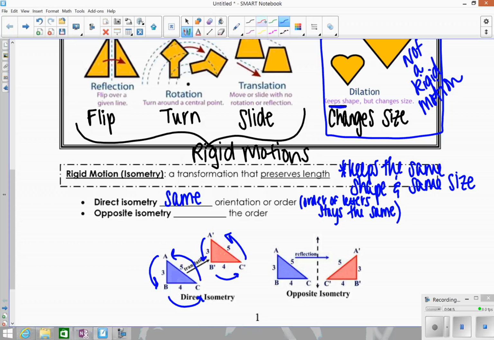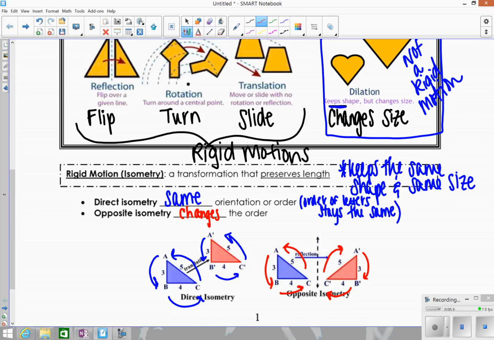Now, an opposite isometry means that it's going to change the order of the letters. So this is only going to occur when you have a reflection. So if you look, here's my example. Label the arrows on here. And then if I go in alphabetical order again, A prime to B prime, B prime to C prime, and back, see how the arrows are going in a different direction? So these ones go to the right, these ones go to the left. So that's why it's an opposite isometry.